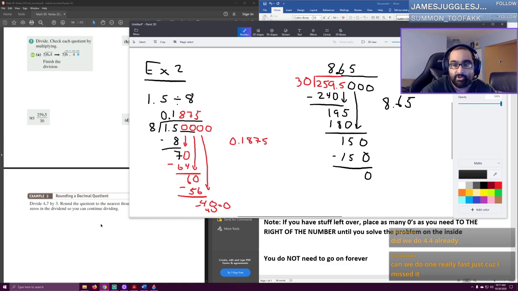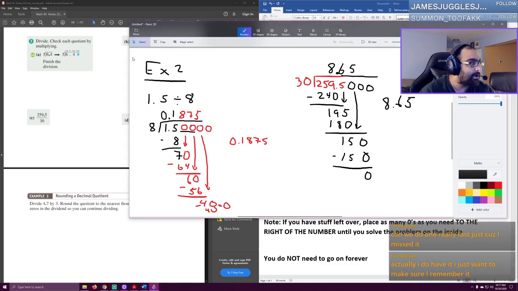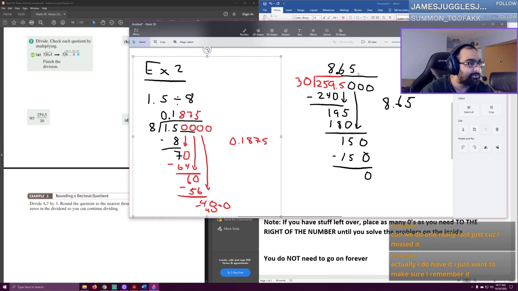How can you confirm that something is an answer here? So let's say, for example, let's go with this second example. We found that the answer here was 8.65, and you say, okay, can I confirm that this is really the case for this particular problem? Well, the answer is yes. Again, you can use multiplication in order to do so.